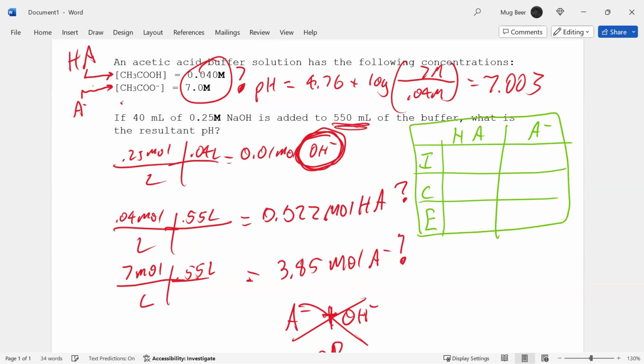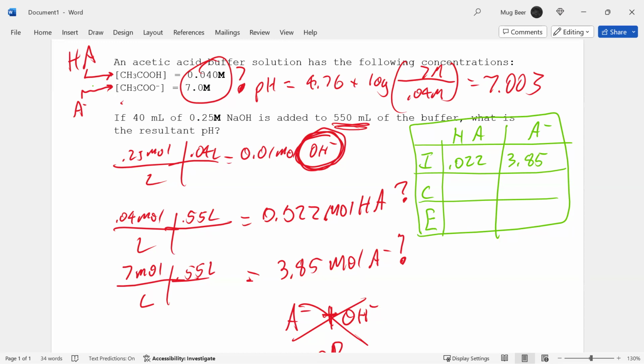This kind of thing gets used for lots of stuff, but we call this an ICE table. The ICE stands for initial, change, and then equilibrium. So initially, I have 0.022 of my acid, and I've got 3.85 of my anion. That's what I'm starting off with.